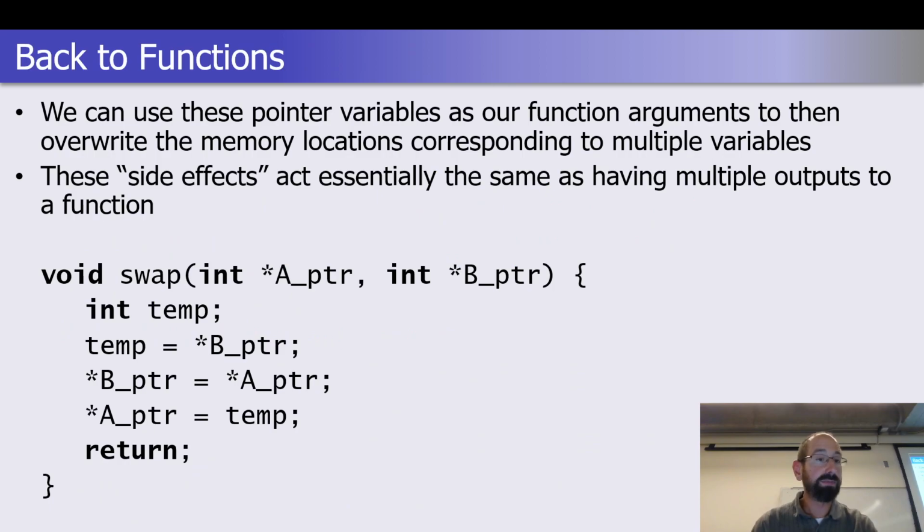So as you mentioned, back to functions, we can use these pointer variables as our function arguments. Then we are overriding not the value of the pointers themselves, but the memory locations that are being pointed to, which would correspond to multiple input variables. We can think of that as what we were calling a side effect of a function call, but usually it's an intentional thing: when we call this function, it's going to change multiple things in memory at the time we are calling that function.